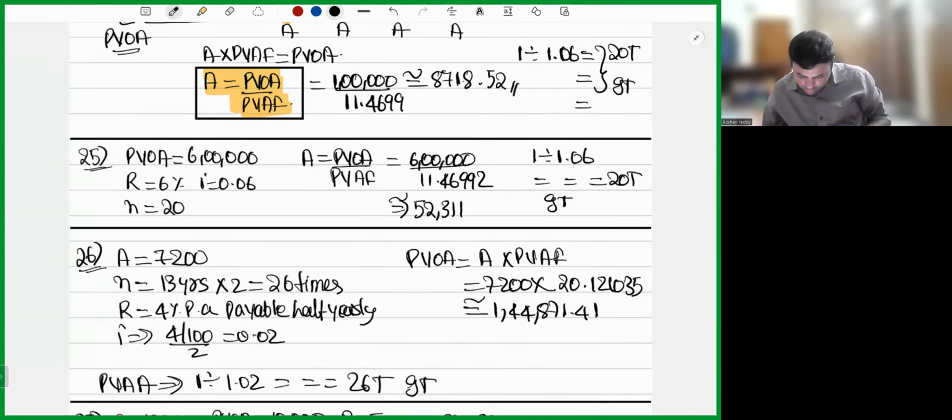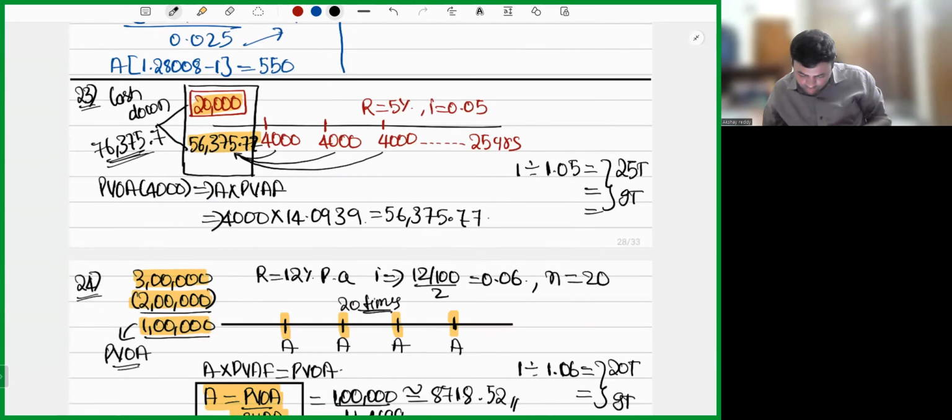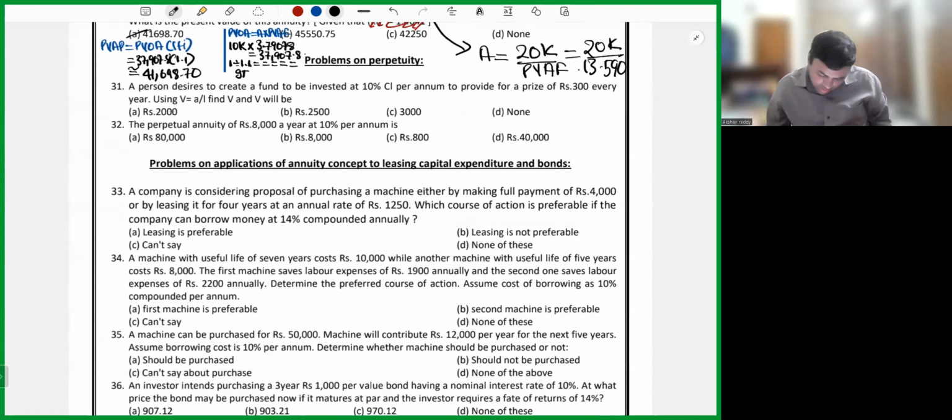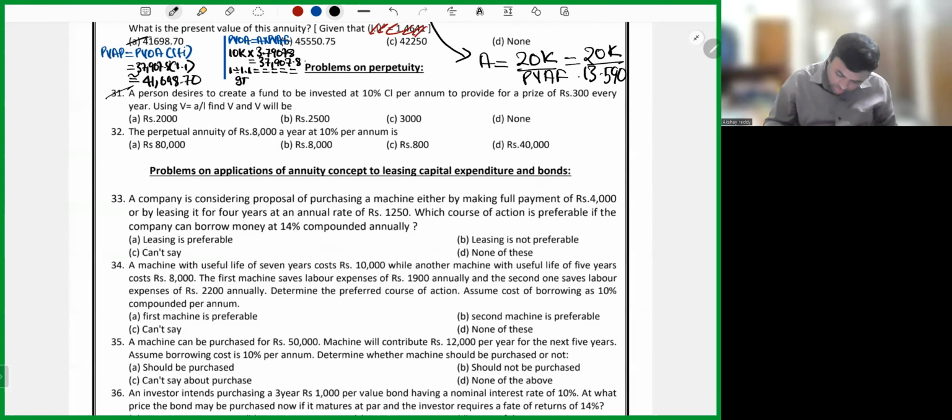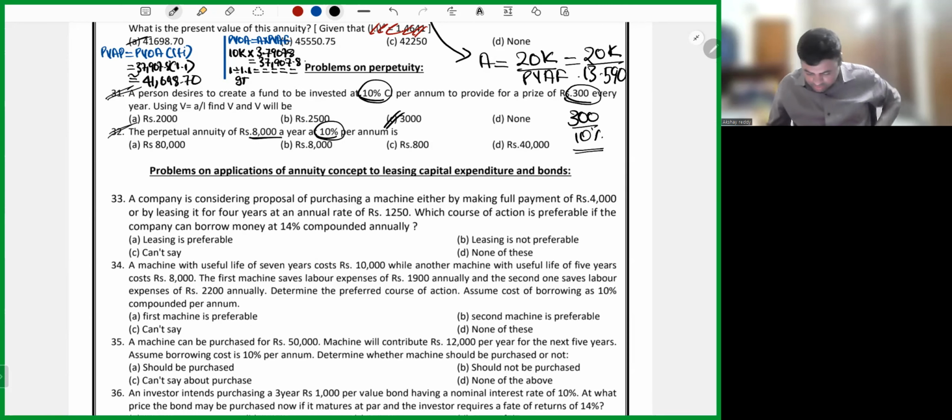Now, coming to the 2-3 questions we have pending. Just now I solved question 31. He received a prize money of 300 every year at 10%. So I said 300 divided by 10%, which is 3,000. Next, a perpetual annuity of 8,000 made at 10% per annum.